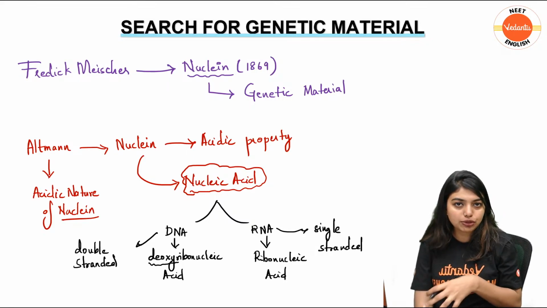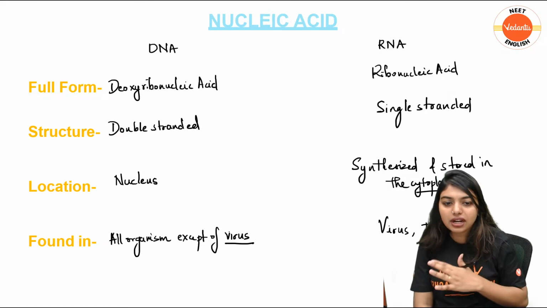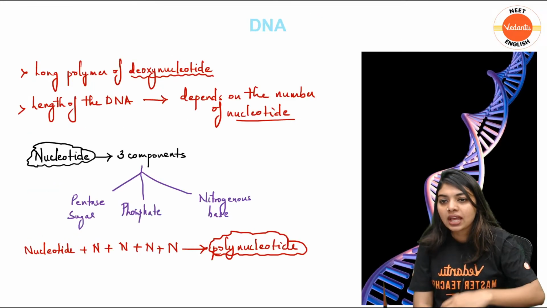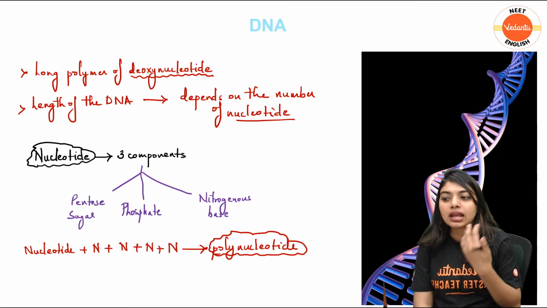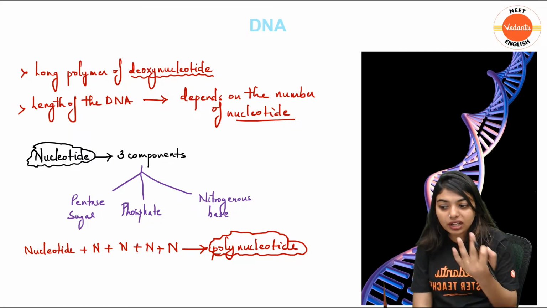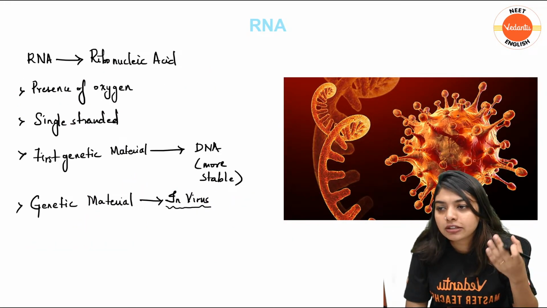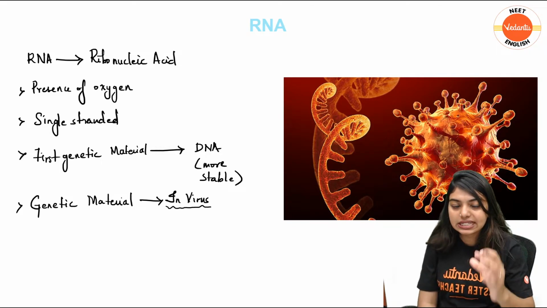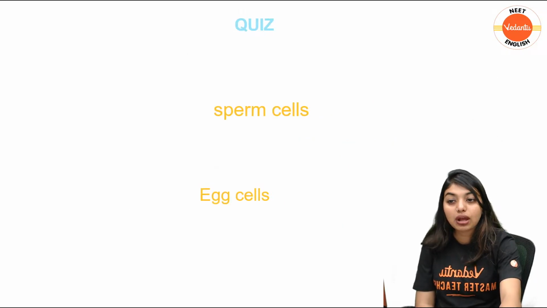Now, nucleic acid is of 2 types, DNA and RNA. DNA is called deoxyribonucleic acid, RNA is called ribonucleic acid, okay? Then we wrote the full forms and understood where each is synthesized, which is the genetic material and which is not. Then we understood some features of DNA: it is a long polymer of deoxyribonucleotides, and the length of the DNA depends on the number of nucleotides. A nucleotide has 3 components, and many nucleotides together form a polynucleotide. We also understood that RNA has an extra oxygen, because of which it is not very stable compared to DNA. Then we understood some things that you have to learn by heart.